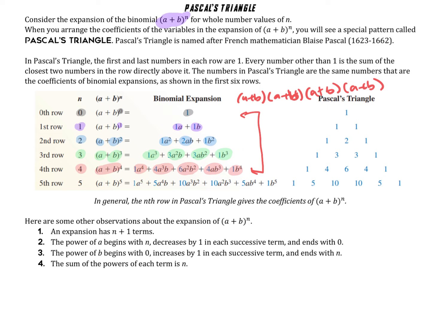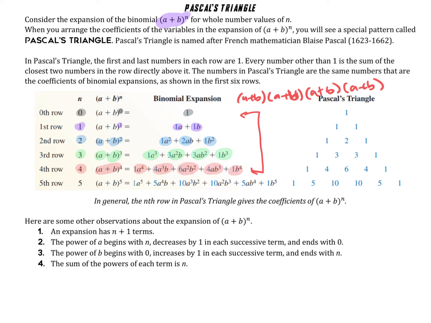So this pattern that we're going to use, we're going to first look at how the triangle is formed. And then we're going to talk about how we can use the numbers in Pascal's triangle to help us effectively expand polynomials without having to just continue to multiply binomial upon binomial upon binomial.